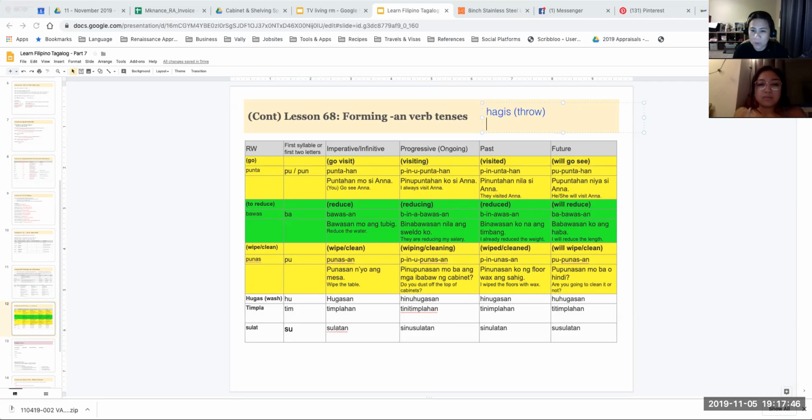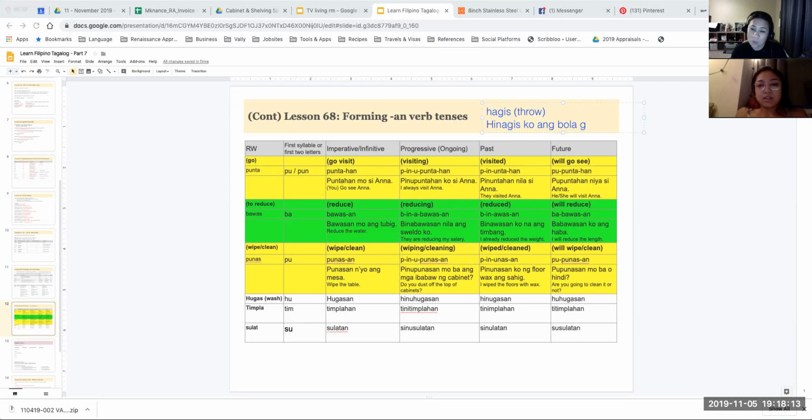It's an object focus. We're going to use the in verb. Hinagis. What did you throw? Hinagis ko ang bola. Hinagis ko ang bola.